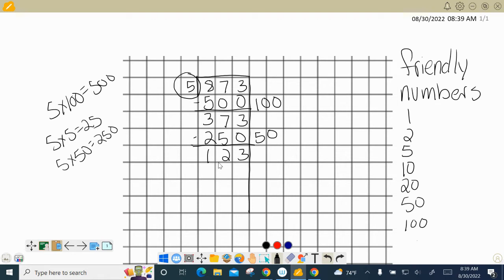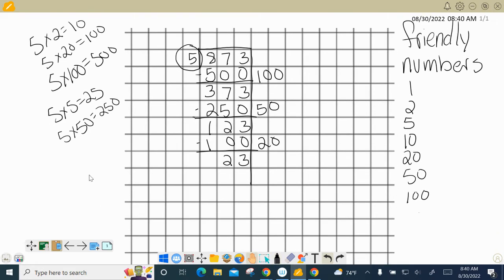So what can I multiply by 5 to get me close? I know that 5 times 2 equals 10, so that means 5 times 20 would equal 100. Let's go ahead and try that. I'm going to let 20 be my friendly number here. 20 times 5 is 100, and we're just going to subtract. 3 minus 0 is 3. 2 minus 0 is 2. 1 minus 1 is 0. So I've got all of this done.